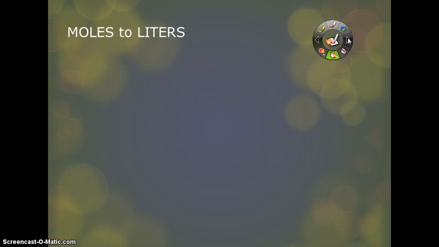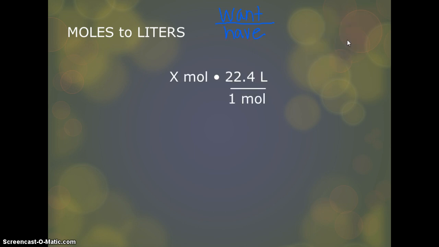So if you're going from moles to liters, remember what you want goes where? On top. What you want over what you have. So if we have moles and we're trying to get to liters, liters is going to be in the numerator. Liters is going to go on top. See our moles over moles, so that our moles unit cancels. We are left with liters, which is what we are trying to get to.